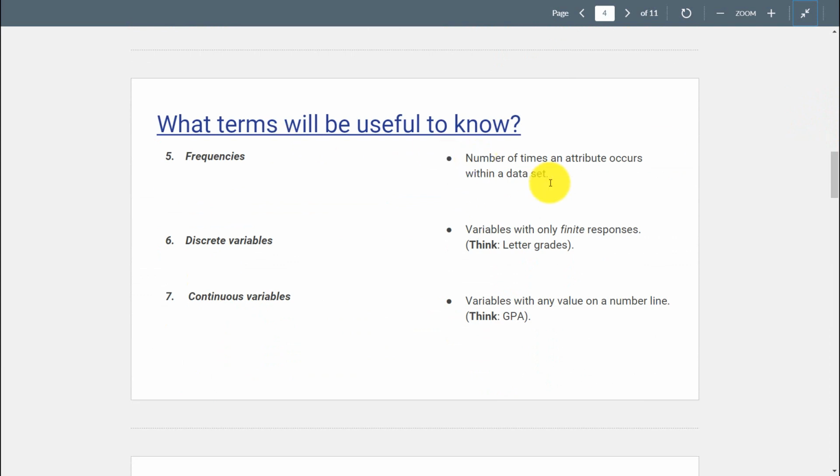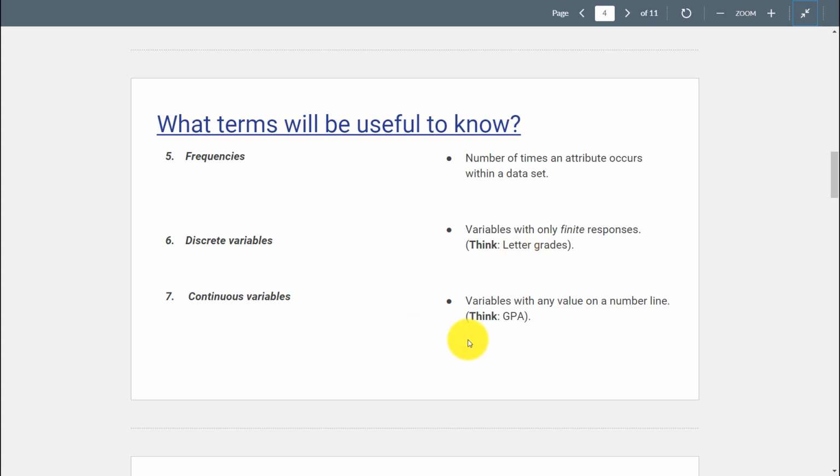Talked about frequencies, the number of times an attribute occurs within a data set. Now here's where we get to discrete variables: variables with only finite responses. I said letter grades here. It's not the best one, but nonetheless, you don't think like A 0.5, you either get an A or you get a B. These are finite responses. The better one I can think of would be things like, how many cars do you own? Someone would say 2 or 1 or none, but we wouldn't say 2.5. That doesn't make any sense.